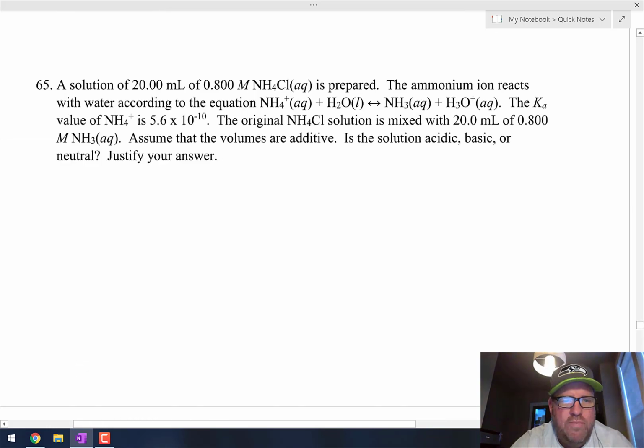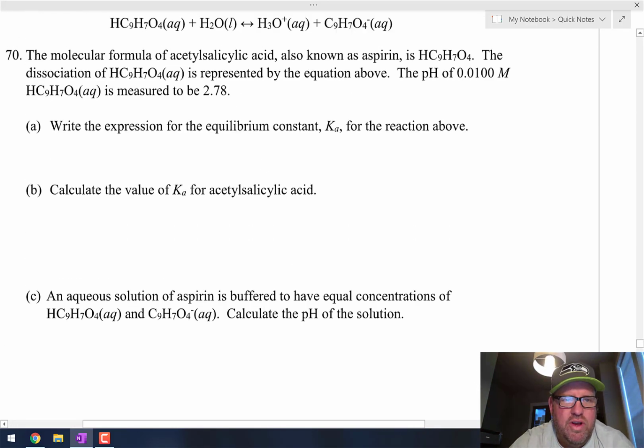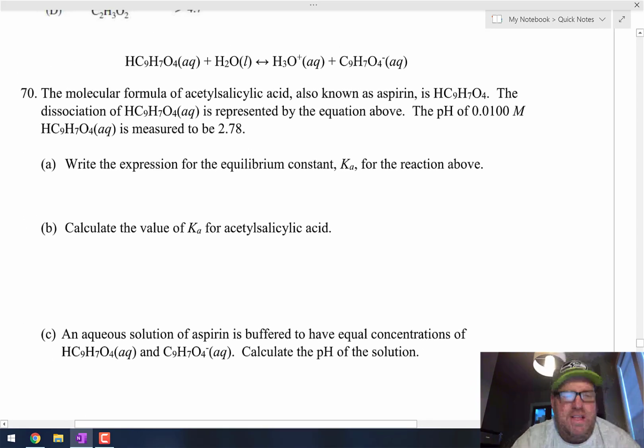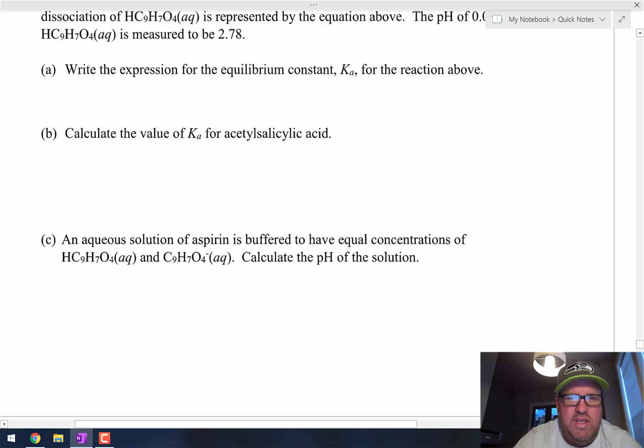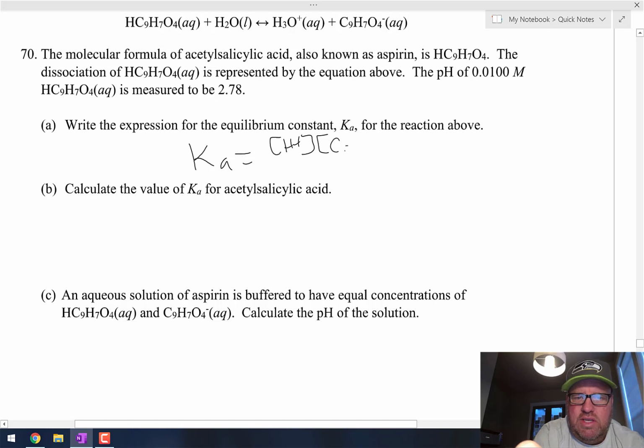Okay, one more, and then we will stop. And some of these you've already done. So question number 70. Let's kind of go through, I think it's just these A, B, and C parts. So on question number 70, it tells you, write the expression for the equilibrium constant Ka. So Ka is going to equal, and again, you can write H plus or H3O plus, times C9H7O4 minus over HC9H7O4. Okay, calculate the value of Ka.